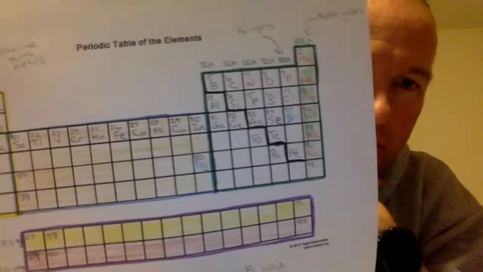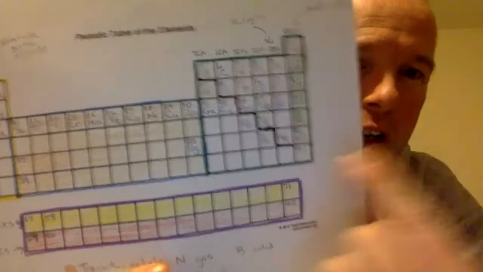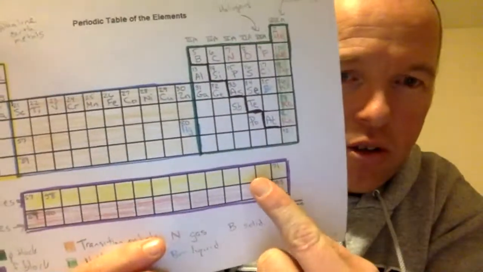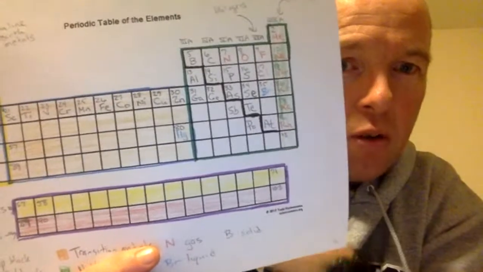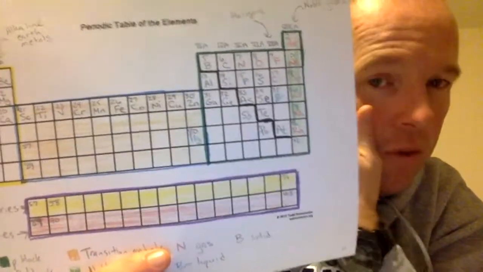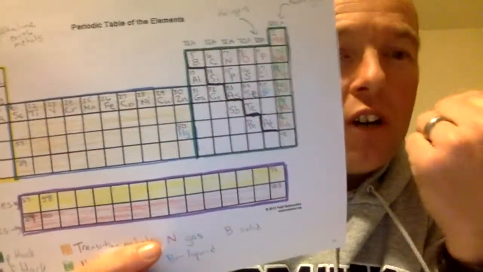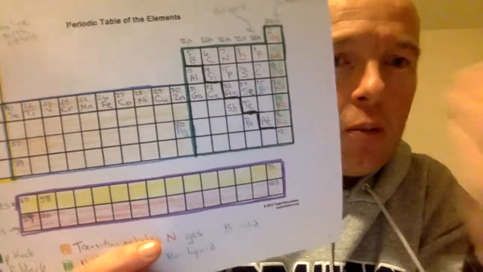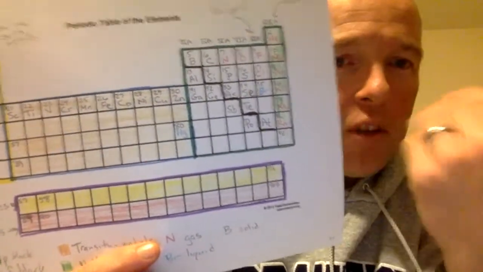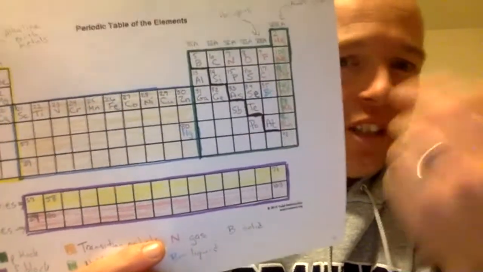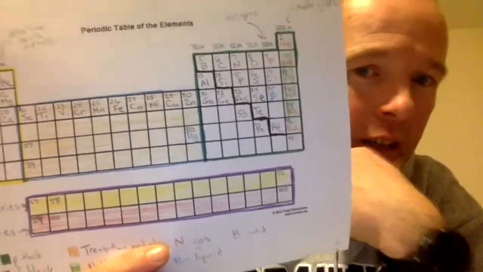Now, in general, this staircase line here, this dark line right here, allows us to separate metals from nonmetals, and the elements that exist exactly along that line are metalloids. They're elements that have properties of both metals and nonmetals. That can be really useful in making semiconductors, computer chips, things like that.